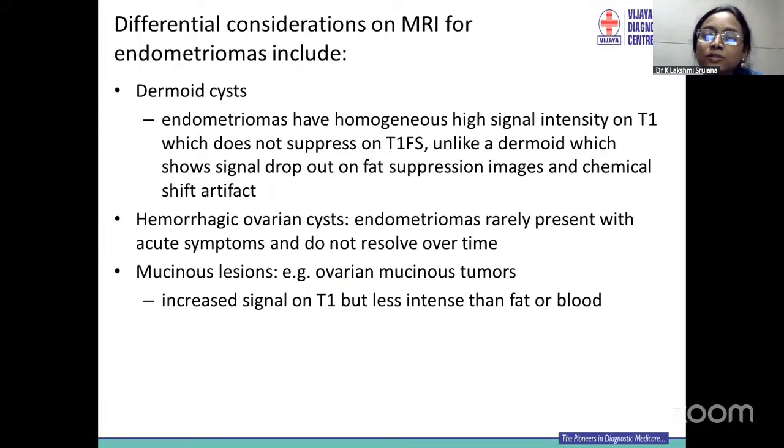And hemorrhagic ovarian cysts need to be detected separately from endometriomas. Hemorrhagic ovarian cysts usually present with acute symptoms, and they usually resolve with time. And mucinous lesions are similar in appearance to endometriomas and show increased signal on T1, but usually less intense than fat and blood.